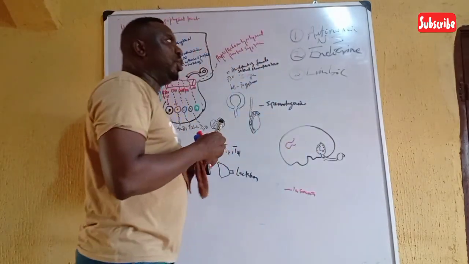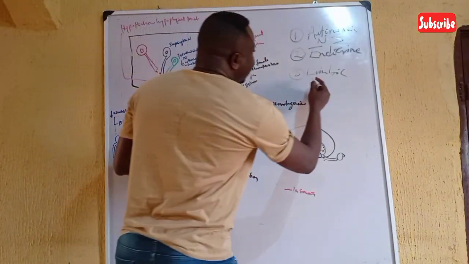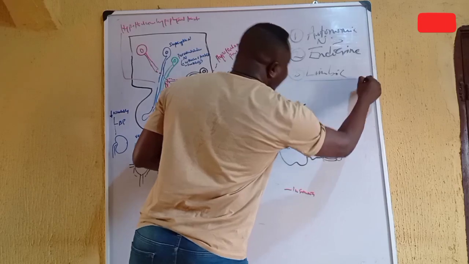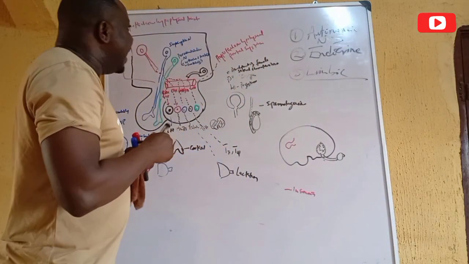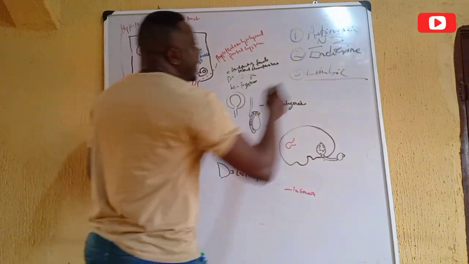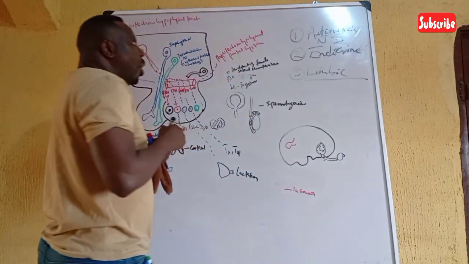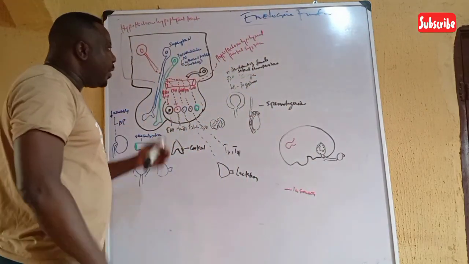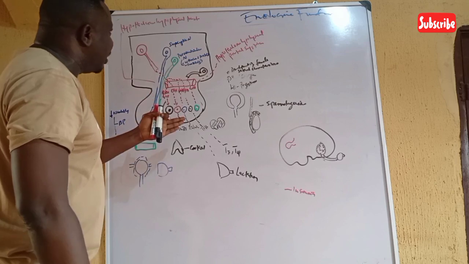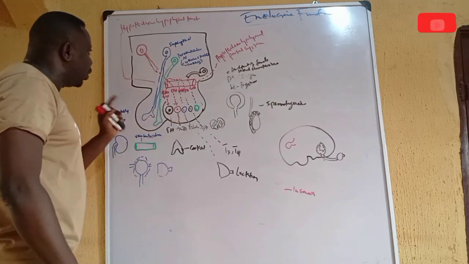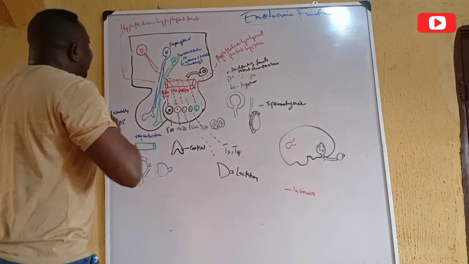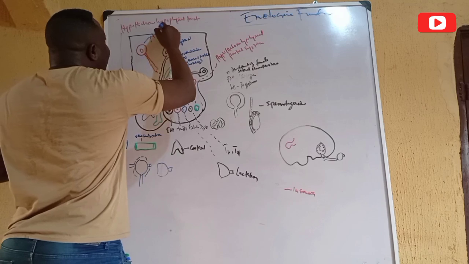Now, in our last video, we talked about the limbic function of the hypothalamus. In this video, we are going to talk about the endocrine function of the hypothalamus and the autonomic function of the hypothalamus. Now, in talking about the endocrine function of the hypothalamus, the first nucleus we are going to consider is the arcuate nucleus.